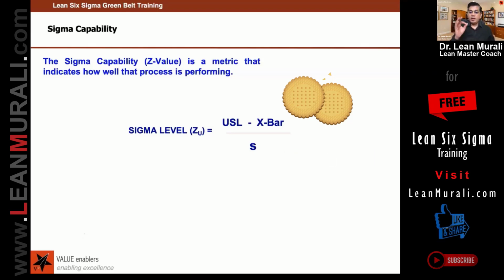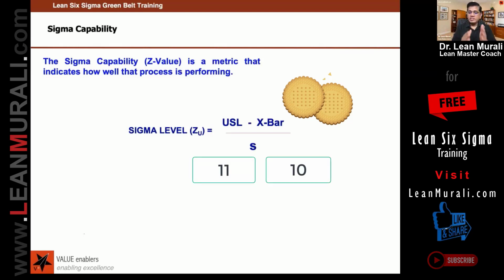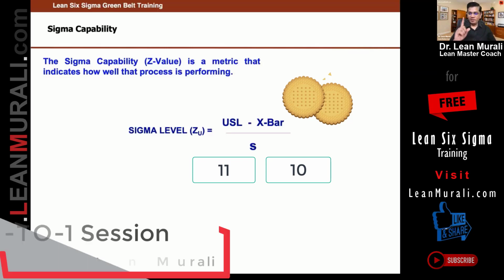Now what do we want X bar to be? 10, the average weight to be 10. Very clear. Now you see, the upper specification limit is 11. The X bar is 10. What is the difference? The difference is 1.